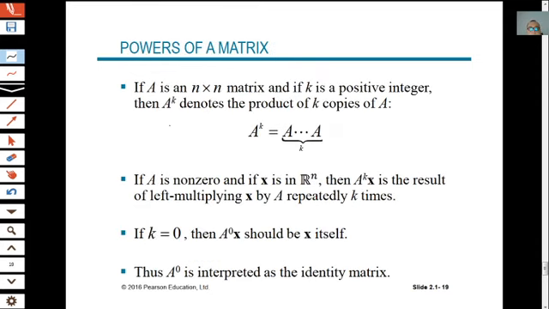Powers of a matrix. If A is an n by n matrix, namely we have a square matrix, and k is a positive integer, then the product A to the power k denotes the product of k copies of A. As you can see, for example, A squared is equal to the matrix multiplication of A by itself. Okay, A squared.